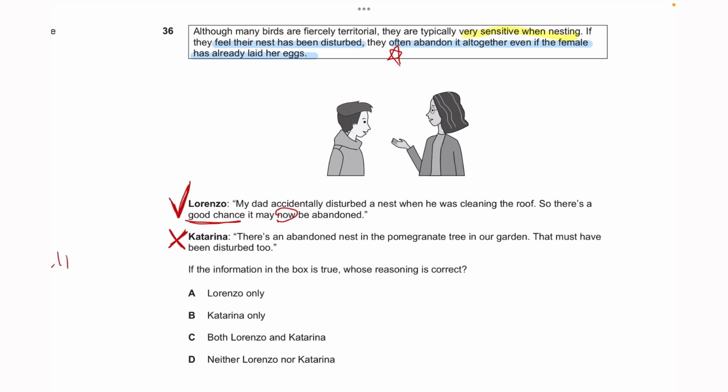And so that's why we can see that our answer to question 36 is A. Only Lorenzo's reasoning is correct based on the information given in the box. Alright, so our answer to question 36 is A.